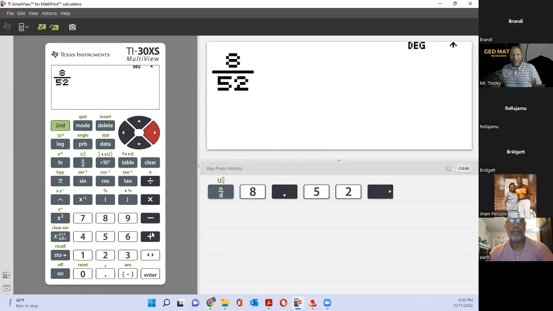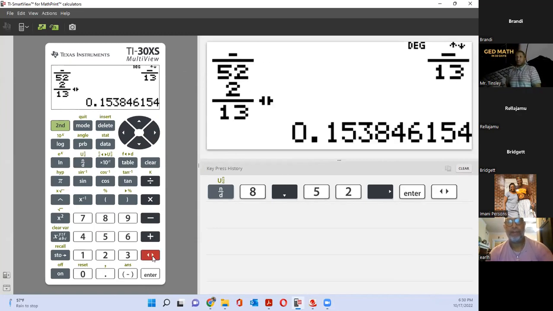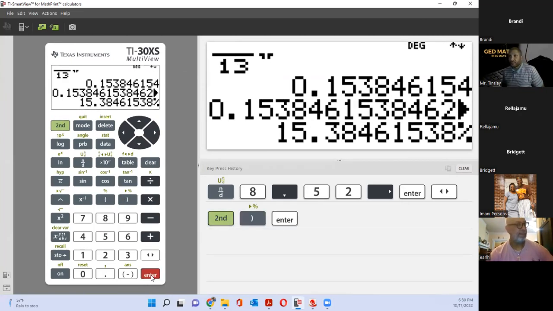8 out of 52. Well, I gotta reduce that. Why? Just hit enter on your calculator. 2 out of 13. That's the fraction. Okay, well, I'm going to change that to a decimal. 0.153. I want to change that to a percent. 15.4%, or 15.3%, depending upon how they want you to round off. But again, let the calculator do the hard work.